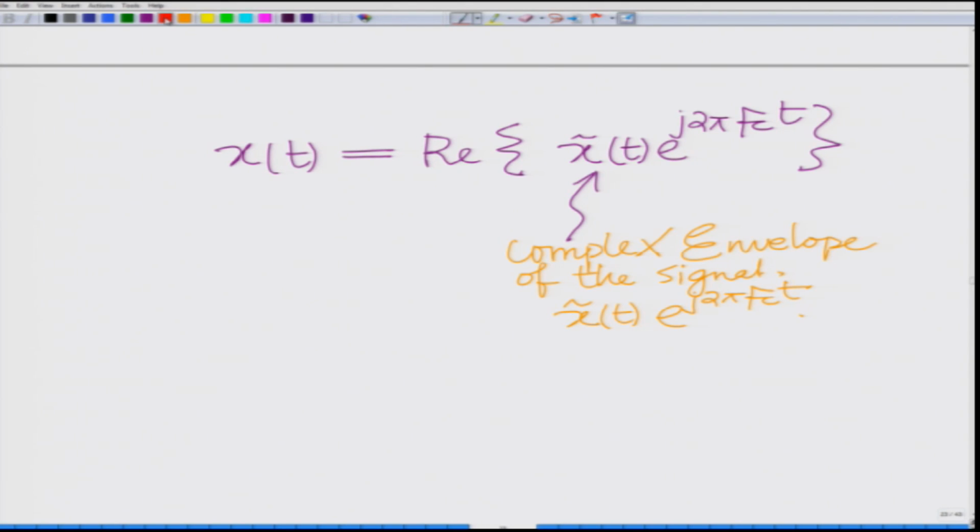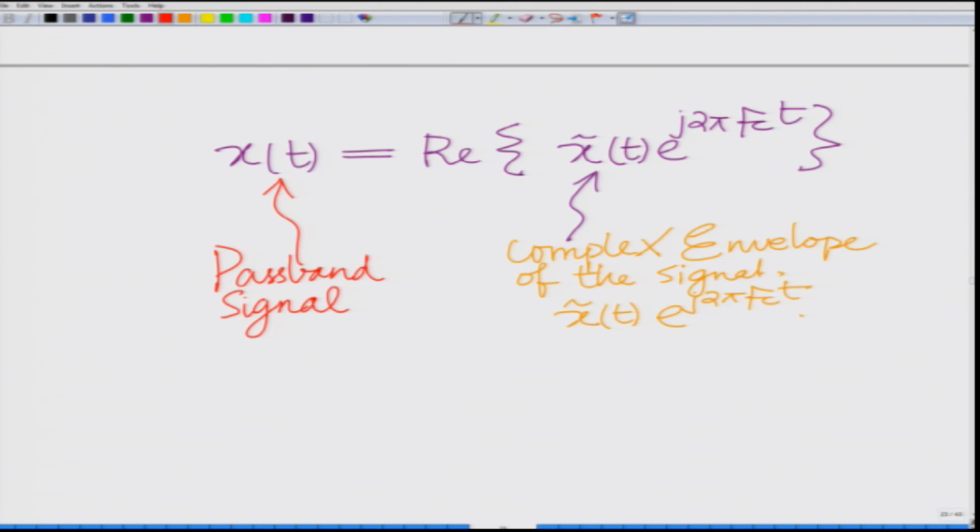Therefore, x t is the passband signal, x tilde t is its complex envelope, or also its complex baseband equivalent, because it has a spectrum which is in the baseband. So, x t is the passband signal, x tilde t is the complex envelope or the complex baseband equivalent of the passband signal x t.